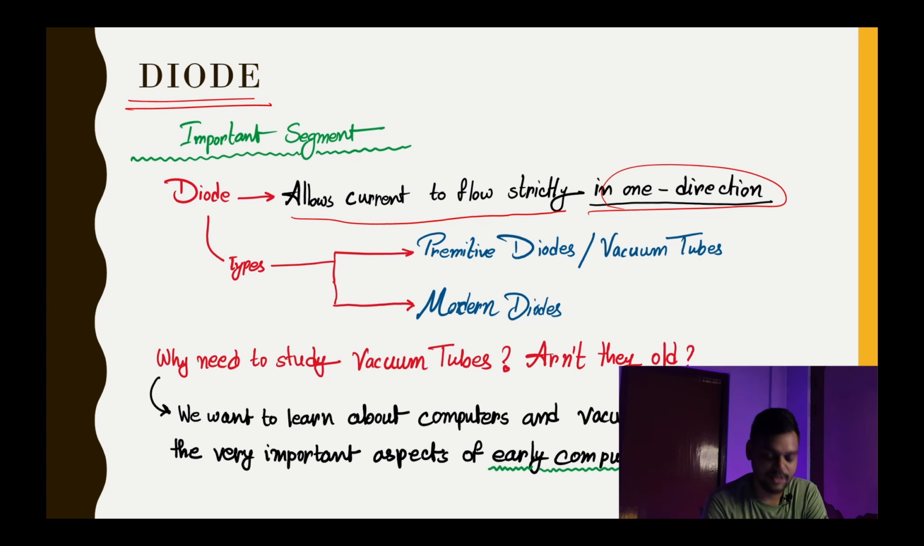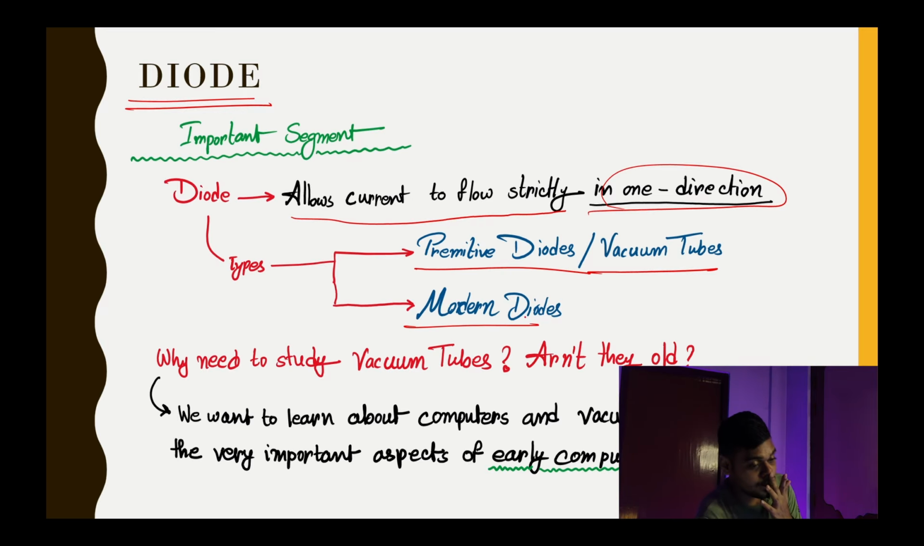This is a very interesting topic. Okay, so we have two types of diode. One is the primitive diode, which is also known as the vacuum tube. These vacuum tubes are really the heart of early computers. Obviously, we will jump into that. But we have another type of diode, which is the modern diode.